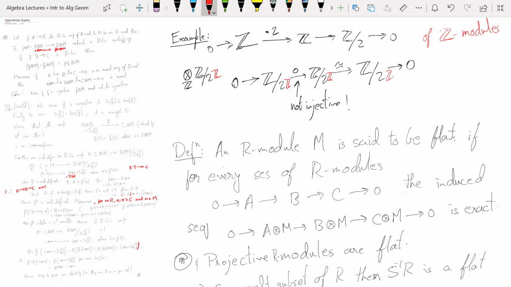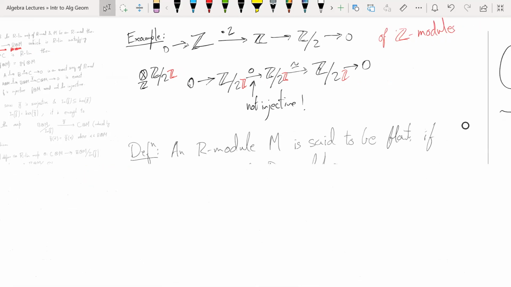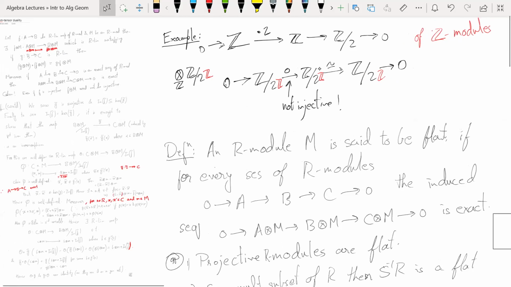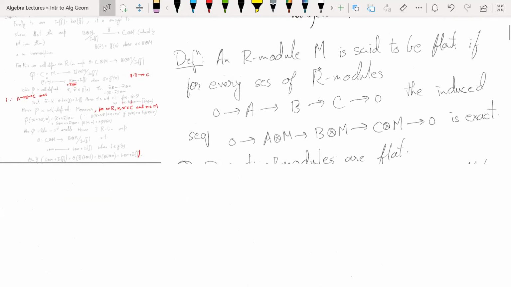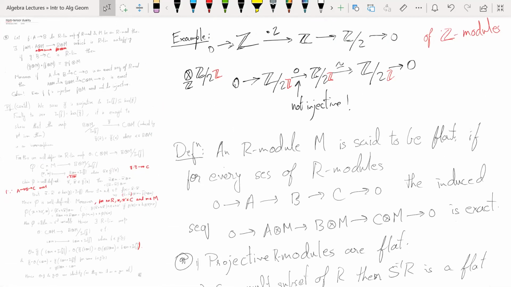So you get this sequence, and of course this can't be exact. Just look, all three terms are Z mod 2Z, so there is no chance of this being exact. The middle term has to be bigger than the left and right for such a thing to be exact. But you can just check that the right map, the second map, is an isomorphism, and the first map is the zero map. So it's not injective. The point is, you are multiplying everything by 2, and then you are tensoring it with Z mod 2Z.